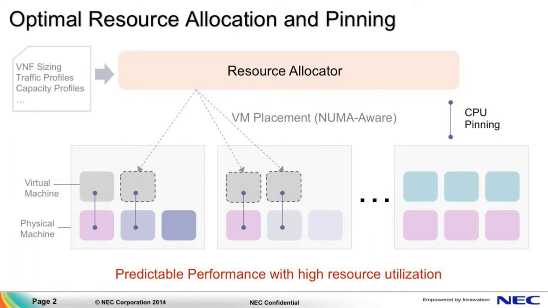The second can be based on different traffic profiles, or there can even be policies, for example, you need active and standby nodes to be in different locations, not on the same host, or there can also be issues related to the traffic between them. So what you need is a more sophisticated resource allocator which is able to get information and then place the VMs in the right physical host, and that leads to more predictable performance along with high resource utilization.